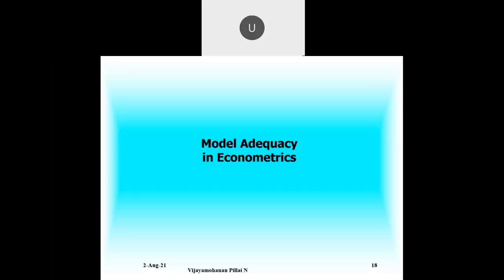Now I shall start with multiple regression analysis. Suppose we have n observations on the dependent variable y, and we have k minus 1 independent variables and k parameters. That means y is a function of k minus 1 independent variables and a random error term.